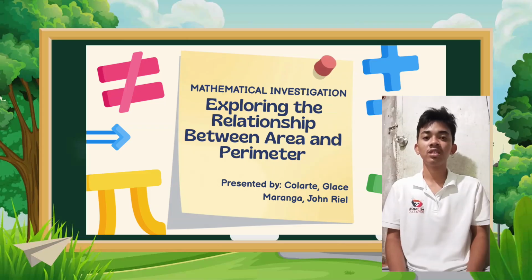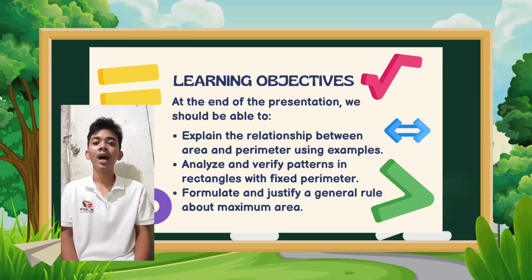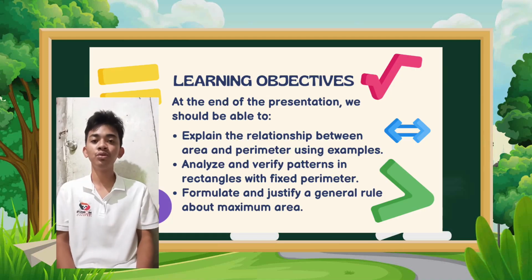In this investigation, we explored how shapes with the same perimeter can have different areas and identified patterns through mathematical reasoning. Let us begin. Allow me to present and introduce to you our learning objectives.